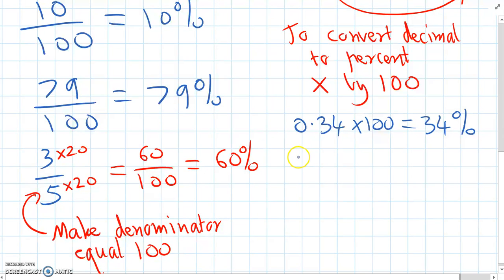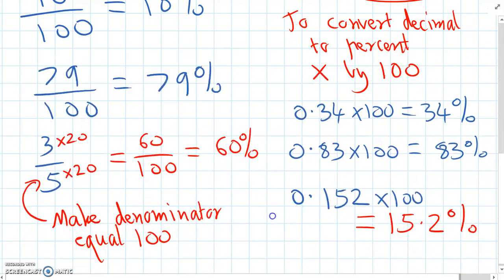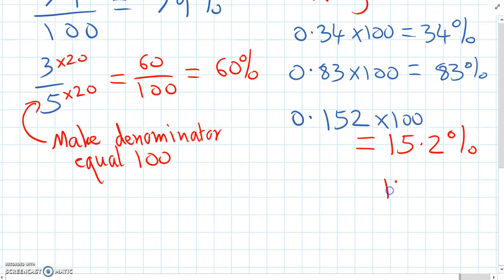And let's practice a couple more. 0.83. To convert that to a percentage, we times by 100, and we have 83%. If there are more than 2 decimal points, it still works. 0.152 times 100. That gives us 15.2%. So you can still have a decimal number as a percent, because this is showing 15.2 parts for every 100 parts.